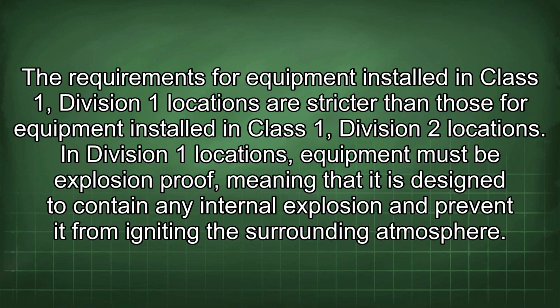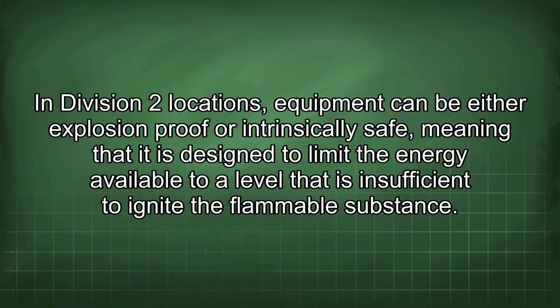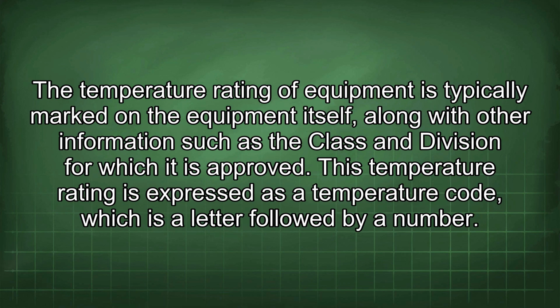In Division 1 locations, equipment must be explosion-proof, meaning that it is designed to contain any internal explosion and prevent it from igniting the surrounding atmosphere. In Division 2 locations, equipment can be either explosion-proof or intrinsically safe, meaning that it is designed to limit the energy available to a level that isn't sufficient to ignite the flammable substance. The temperature rating of equipment is typically marked on the equipment itself, along with other information such as the class and division for which it is approved.